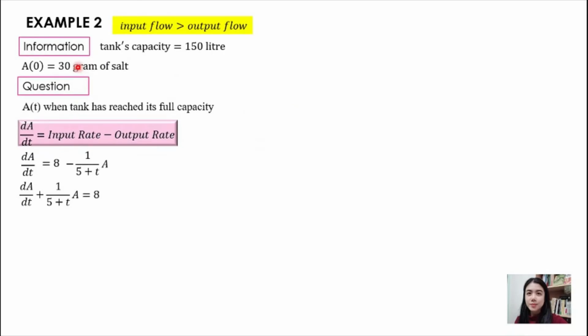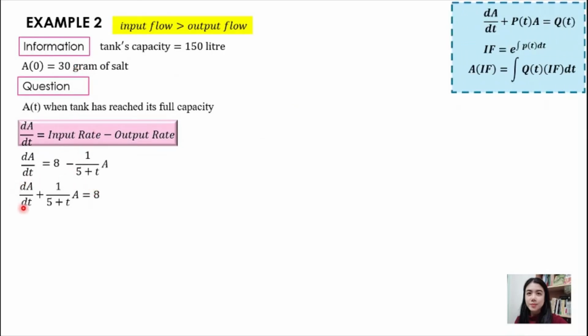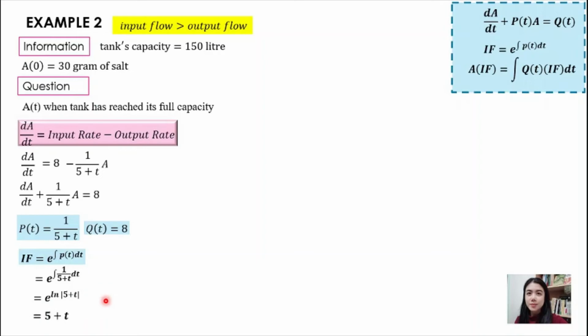Then let's compare the differential equation that we have here with the general form. So you can know your P(t), the one that is next to the A. And then you're going to know your Q(t). So your Q(t) is 8. Then let's find the integrating factor, IF, equal to e to the power of the integral of P(t) dt. Your P(t) here is 1 over 5 plus t. So integrate this one, and it will give you ln. Then the e and ln you can cancel, and we have your integrating factor is 5 plus t.